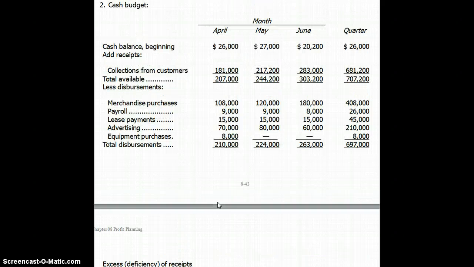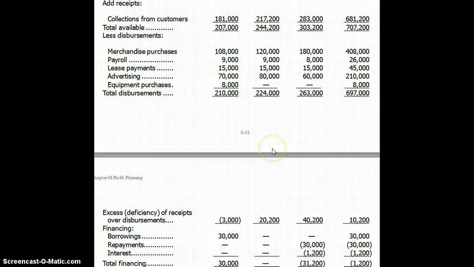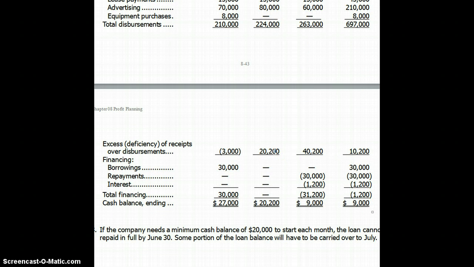That ending cash balance of April becomes the beginning cash balance of May. We add to that collections from customers of $217,200 to give us total available $244,200. We then subtract out our disbursements. We have merchandise, payroll, lease payments, advertising as given in the book. Only trick being merchandise purchases are from the month of April. Total disbursements $224,000. When we subtract that from our cash available, we have an excess of cash receipts over cash disbursements of $20,200. We make no debt payments during the month of May.